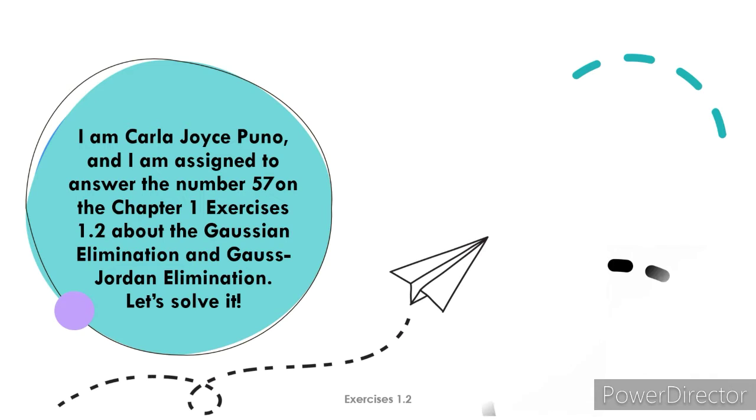I am Carla Joyce Puno and I am assigned to answer number 57 on the Chapter 1 Exercises 1.2 about Gaussian elimination and Gauss-Jordan elimination. Let's solve it.